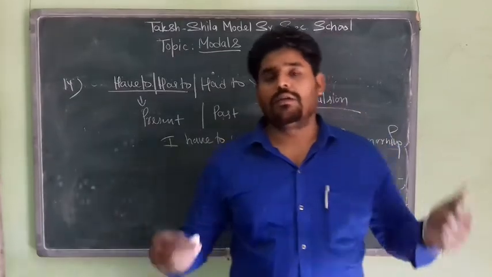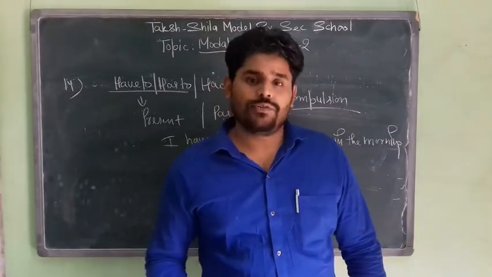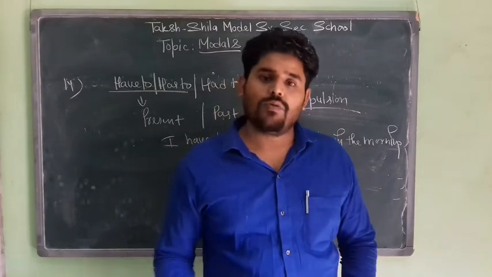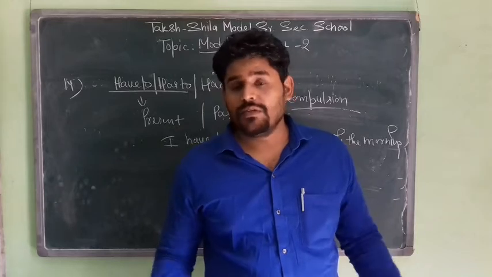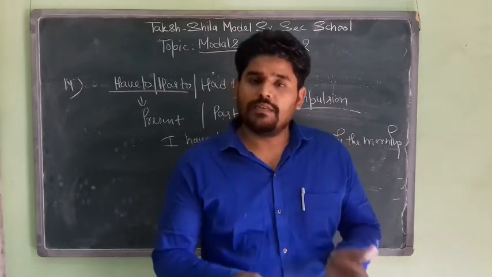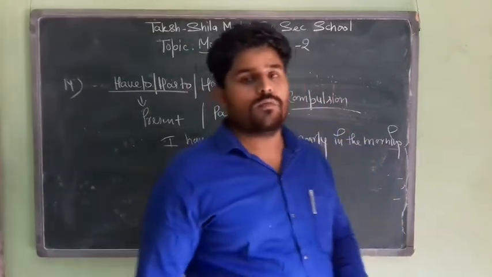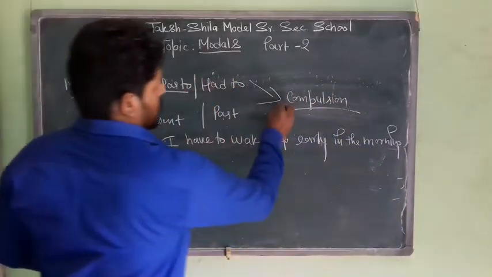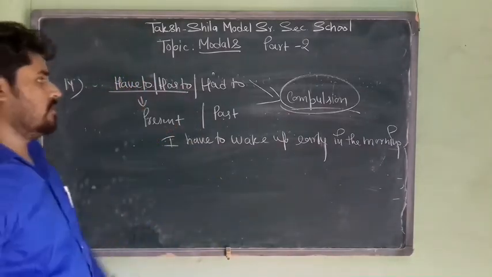For example, I am just enjoying giving this lecture to you, and somebody calls me and I have to call up this class. So if I say I have to call up this class, that simply means I'm not doing this willingly. There is some external force which is preventing me from doing this, right? Stopping me from doing this. So this is called compulsion. Whenever there is compulsion, we use has to, have to, and had to.